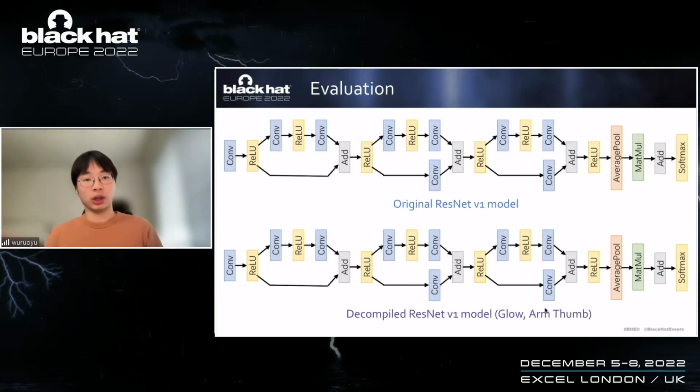For example, here at the top we show the architecture of the original ResNet model, and at the bottom we show the model decompiled by our system. As you can see, they have the identical architecture. To evaluate correctness, we further test these two models with 10,000 test inputs, and they have the same inference results.